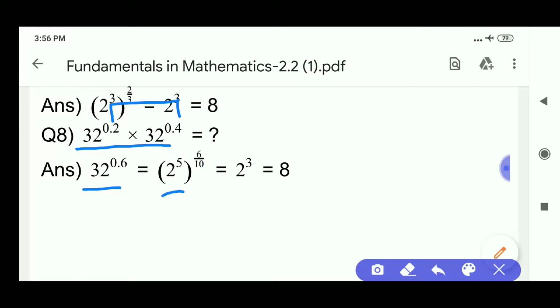32 is 2 power 5. 0.6 becomes 6 by 10. Here we apply the formula a power m whole power n is equal to a power mn. So 2 power 5 into 6 by 10 is 2 cube. 2 cube is 8. That's all.